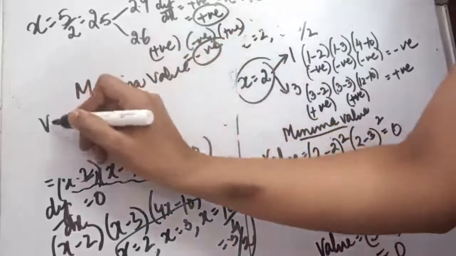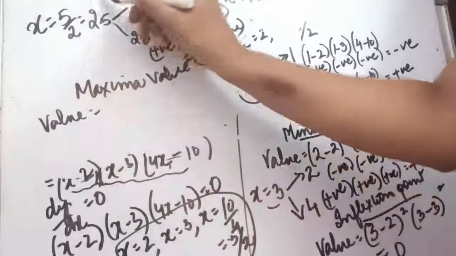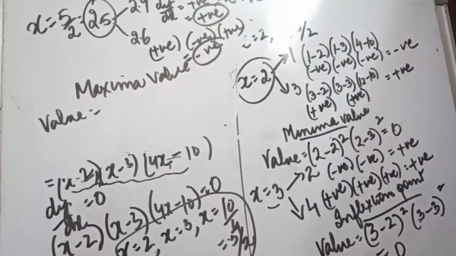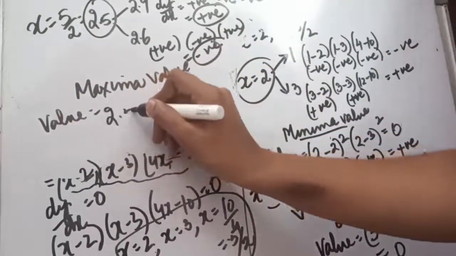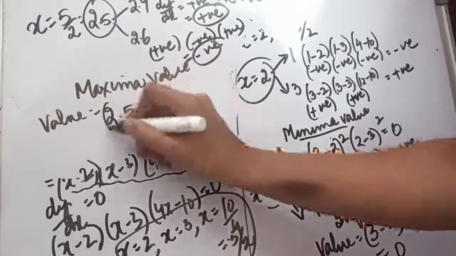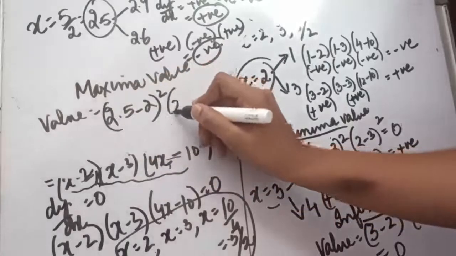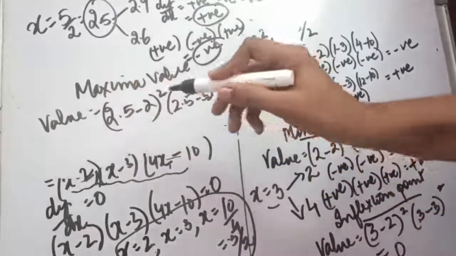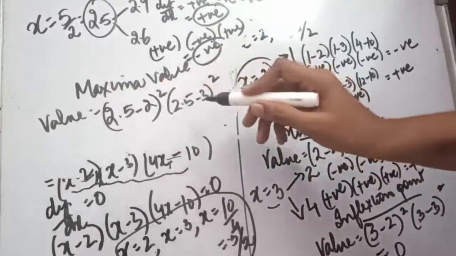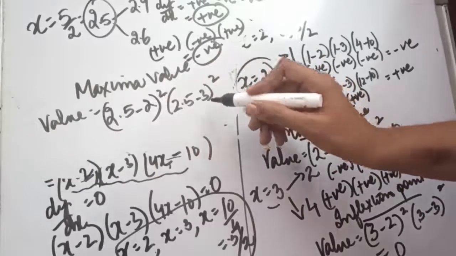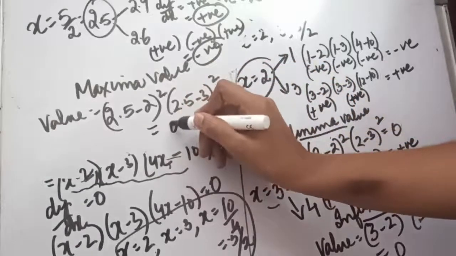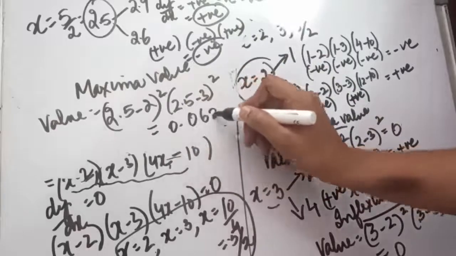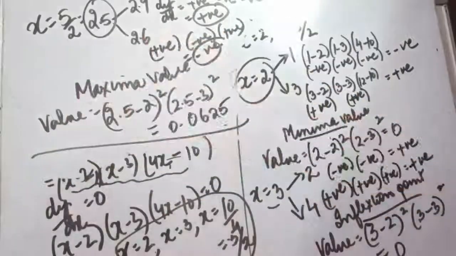And what is the value? Value will be when you will put this 2.5 into our main question. Putting this into the main question, 2.5 minus 2 square and 2.5 minus 3 square. So this will be 0.25 and this will be 0.5 in negatives square. So the answer will be 0.0625. So this is how the second method is used for the purpose of calculating maxima and minima value.